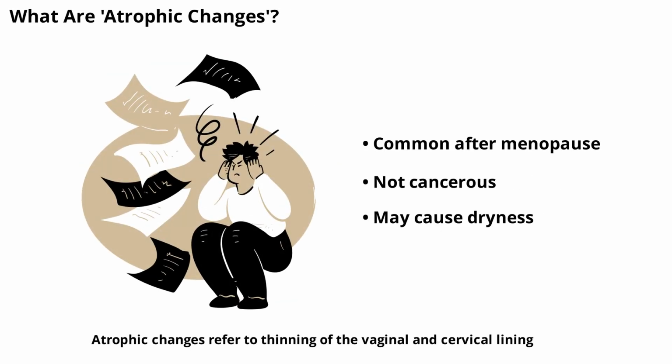Atrophic changes refer to thinning of the vaginal and cervical lining, often seen after menopause. These changes are not cancerous, but can cause symptoms like dryness or irritation. Your doctor may recommend treatments to relieve symptoms if needed.